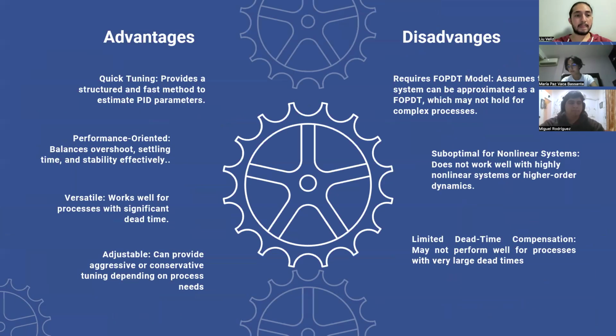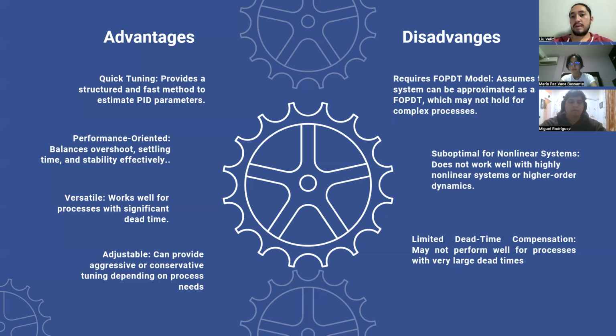It also has some advantages and disadvantages. For advantages, we've got that it's a quick tuning that provides a structured and fast method to estimate PID parameters. It is also performance oriented. It balances overshoot, settling time and stability effectively. It's versatile. It works well for processes with significant dead time. And the last one is that it is adjustable, it can provide an aggressive or conservative tuning depending on process needs.